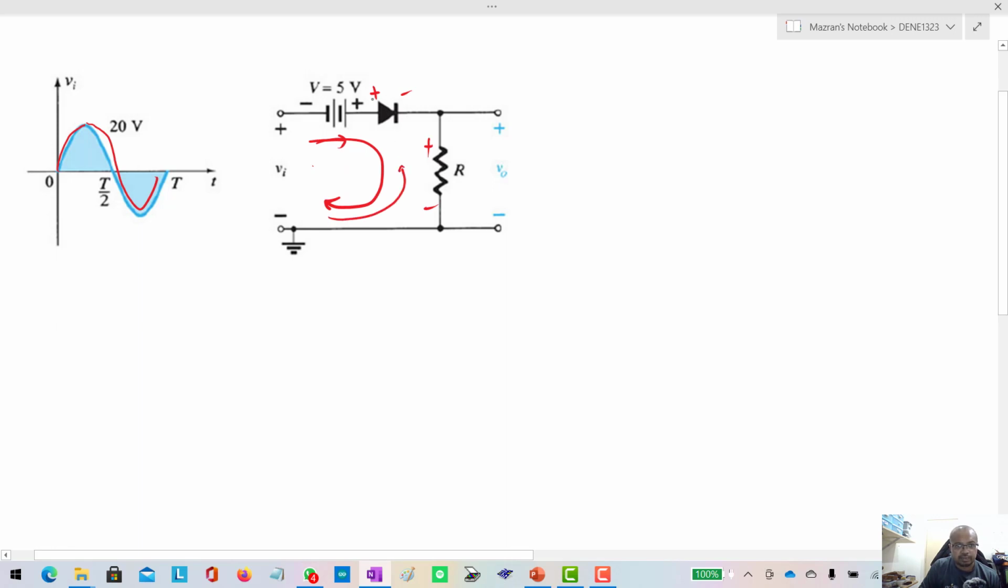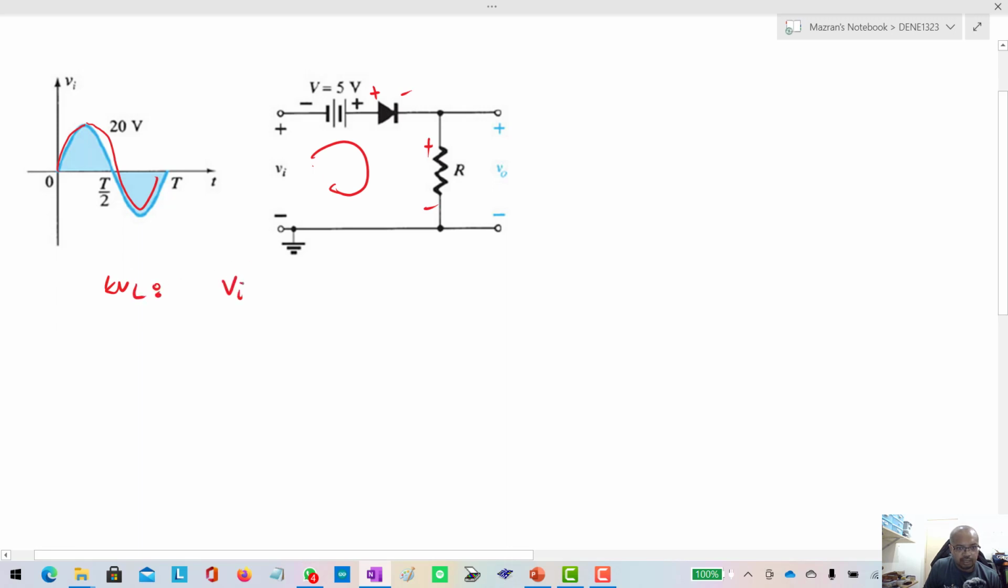But when V in is negative, you must subtract the voltage of the battery. Okay, let's do some analysis here. Let's do some KVL here.